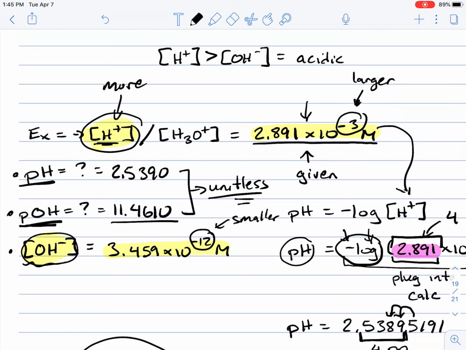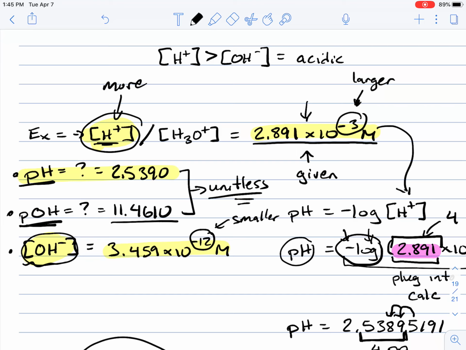Now, what if we didn't see that? What if we didn't think about making those comparisons to determine if the solution is acidic or basic or neutral? Now, another way that you guys could have done it is simply by looking at the pH. This is something that you guys are used to seeing, especially if, for example, you own a pool or an aquarium.